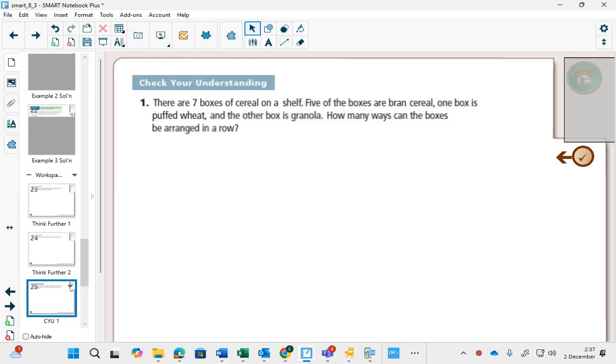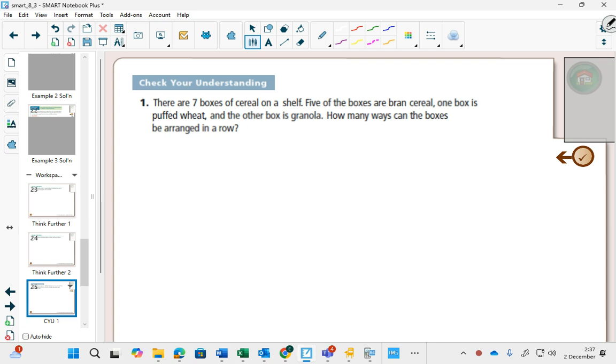There are 7 boxes of cereal on a shelf. 5 of them are bran cereal. Question is, why do you keep buying, like, bran cereal tastes terrible, right? This is why you have 5 boxes. You keep buying it, and nobody eats it. Okay, but there's 5 boxes of bran cereal. 1 box is puff wheat, the other box is granola. And you're sitting in your pantry and decide, I want to rearrange the cereal boxes. How many ways could I do this?